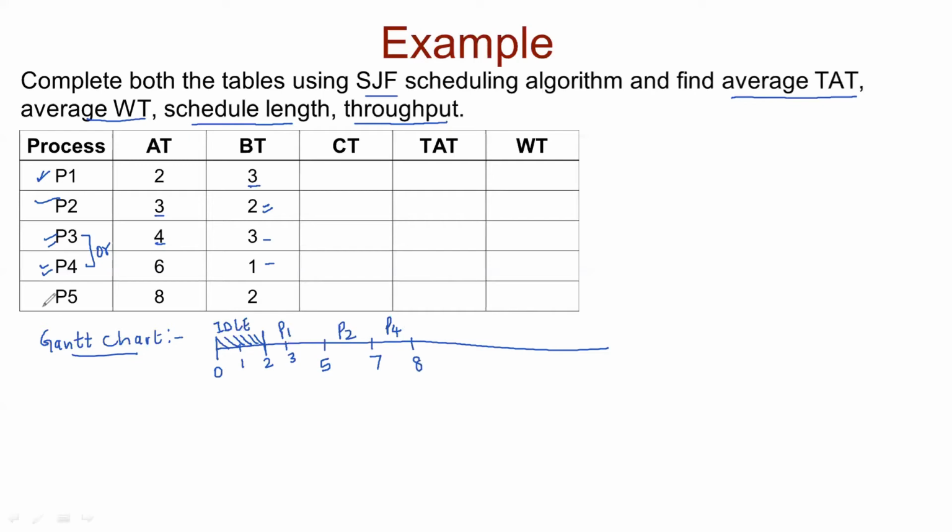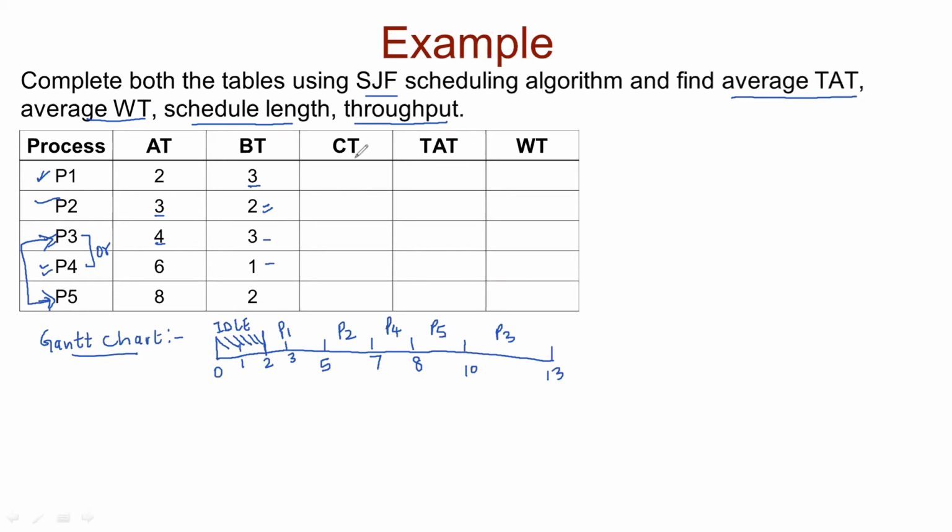At time 8, P5 also comes in the system. Now we are left with two processes, P3 and P5. So the scheduler has to select between P3 and P5. Burst time of P3 is 3 and burst time of P5 is 2. So which process will be scheduled on CPU? Very good, P5. It will execute till 10 time unit. There is no more process, so P3 will execute. This is the Gantt chart that you can see for SJF for this particular example.